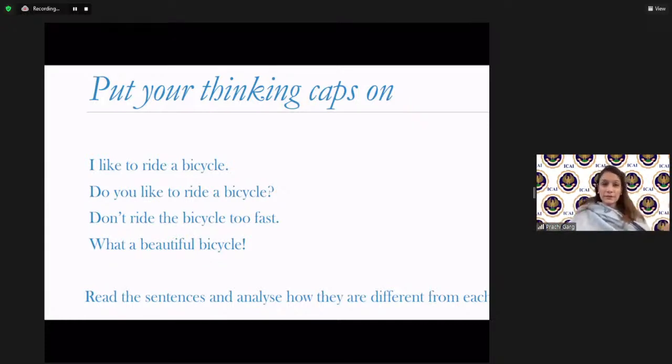I like to ride a bicycle. Do you like to ride a bicycle? Don't ride the bicycle too fast. What a beautiful cycle! Did you notice the difference while I was reading the sentences? Was there any difference? Quickly tell me. Was there any difference while I was reading all the four sentences?